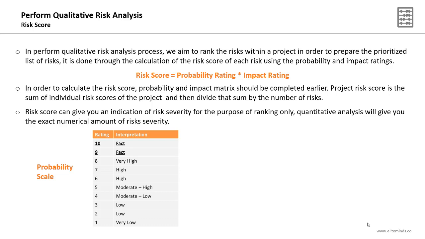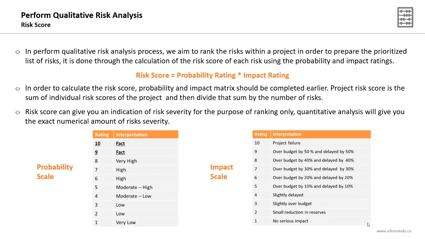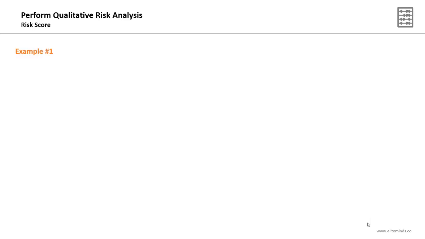Here is an example of a probability scale which we might use while determining the risk score, and the impact scale which might be used again while you are determining the risk score. Using such scales will tell you that if you have a risk with an impact of going over budget by 20% and a delay by 20%, then you need to give an impact rating of 6 for this risk. If you have a risk with a very high probability, you will give it a rating of 8. So this is how you will be using these scales to determine the risk score.